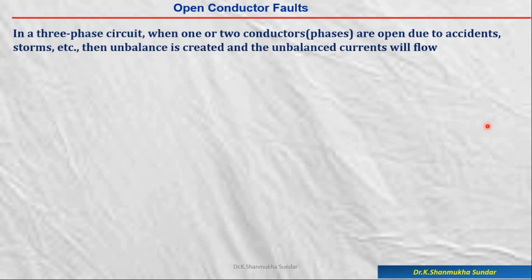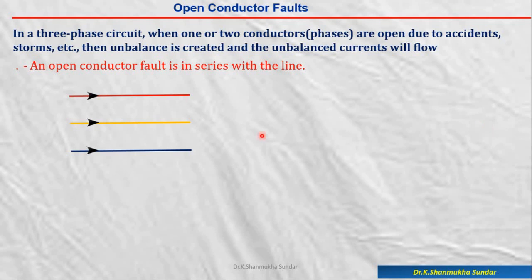So now let us see what open conductor faults are. In a three-phase circuit, when one or two conductors or phases are open due to accidents, storms, etc., unbalance is created in the system. Therefore, unbalanced currents will flow. Is it clear? Now, what do you mean by open conductor? An open conductor fault is a series fault. That means an open conductor fault is in series with the line.